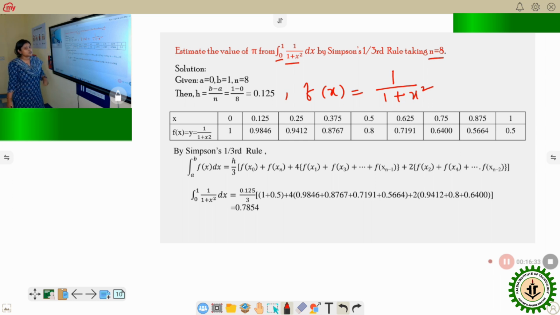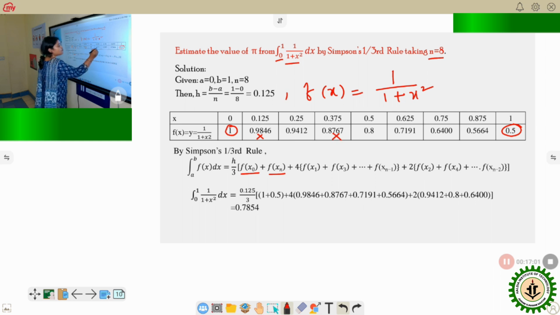Now what to do? Just use the Simpson's 1/3 formula. Here the formula is h by 3. What is your h? h is 0.125 by 3. Now what is your f(x0) plus f(xn)? f(x0) is 1, f(xn) is 0.5, right? So this plus 4 into, here we have to see the odd terms, means f(x1), f(x3), f(x5), f(x7), and plus 2 into the sum of other terms. So ultimately, putting the values and calculating, we will get 0.7854. So this is the value by using Simpson's 1/3 rule.